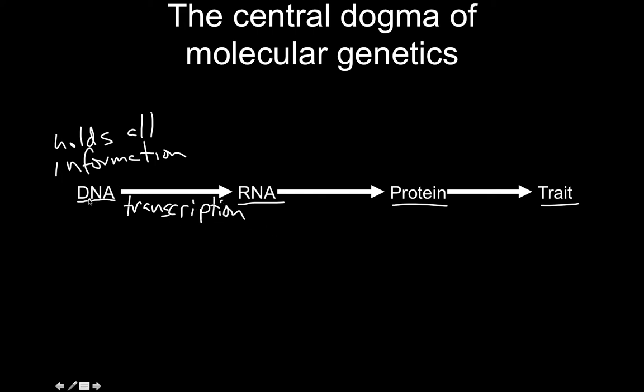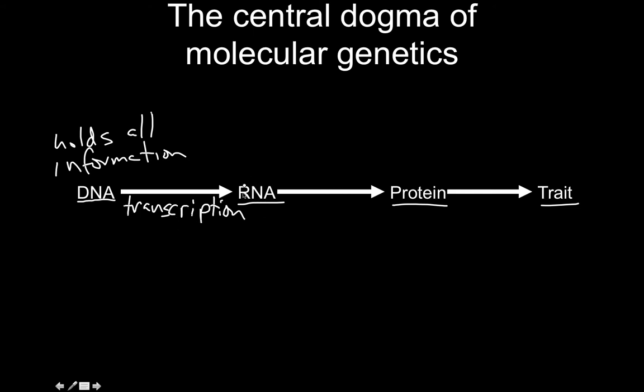Now, the DNA is located in the nucleus, but it's too big to get out of the nucleus. It's kind of like trying to get a semi-truck through the door of a classroom. It's just too big. It's not going to fit through the door. So we have to copy the code from DNA and the information into RNA. That process is called transcription.